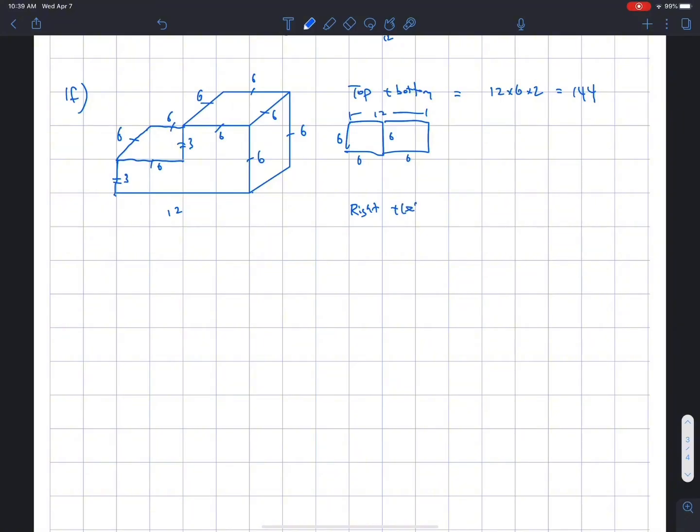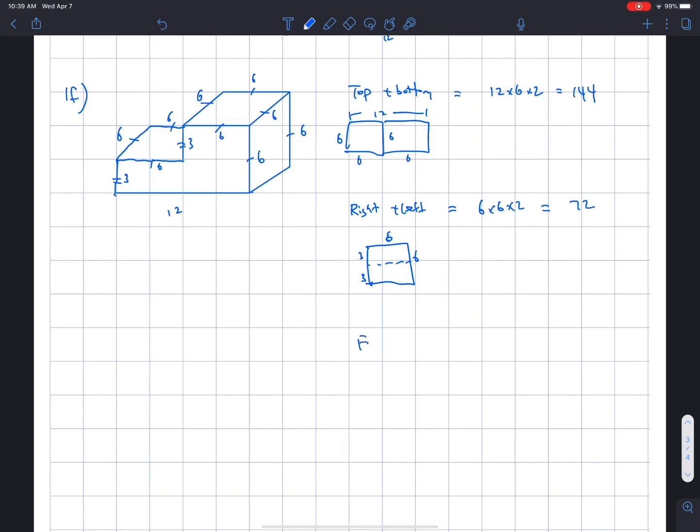Right piece and left piece are exactly the same. So the right hand side is just 6 and 6. The left hand side will be 2 rectangles. Each one is 3 by 6. So they will give you the same thing. So I can just say 6 times 6 times 2, which is 72.